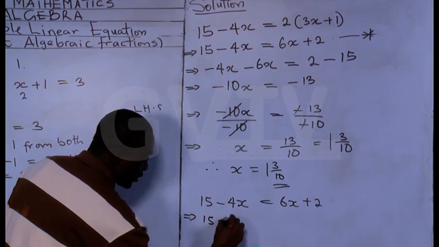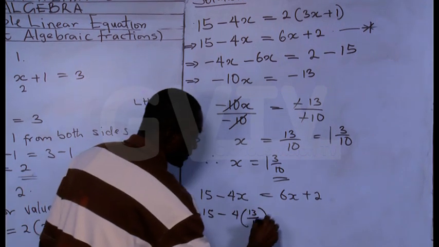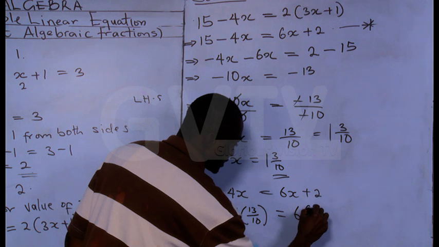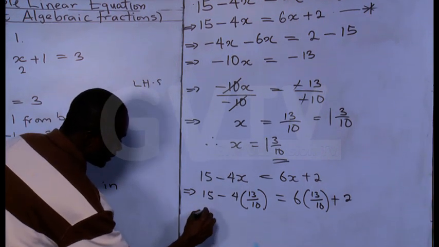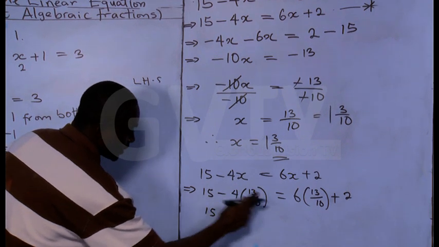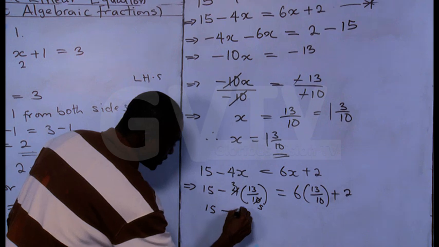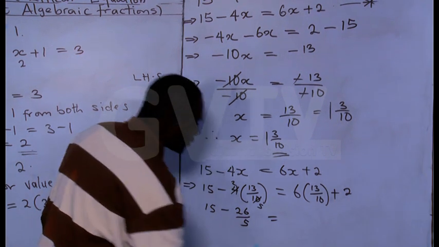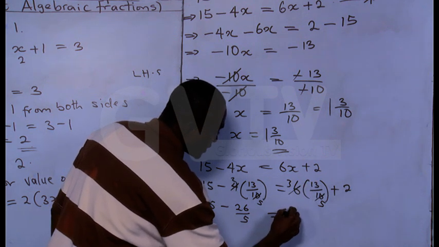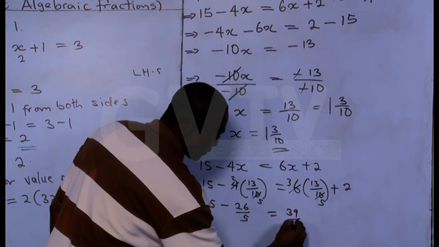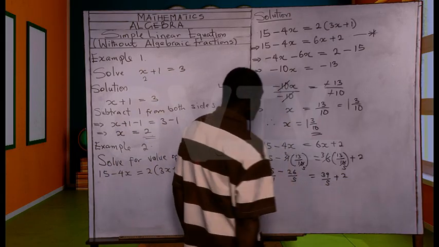15 minus 4 into 13 over 10 equals 6 into 13 over 10 plus 2. Okay, now this will give us 15 minus, let's reduce this, 2 here, 2, 2 here, 5, 2 times 13 will give us 26 over 5 equals 2 here, 3, 2 here, 5. 3 multiplied by 13 gives us 39 over 5. So we have plus 2 here. Okay, don't forget this one is like divided by 1.